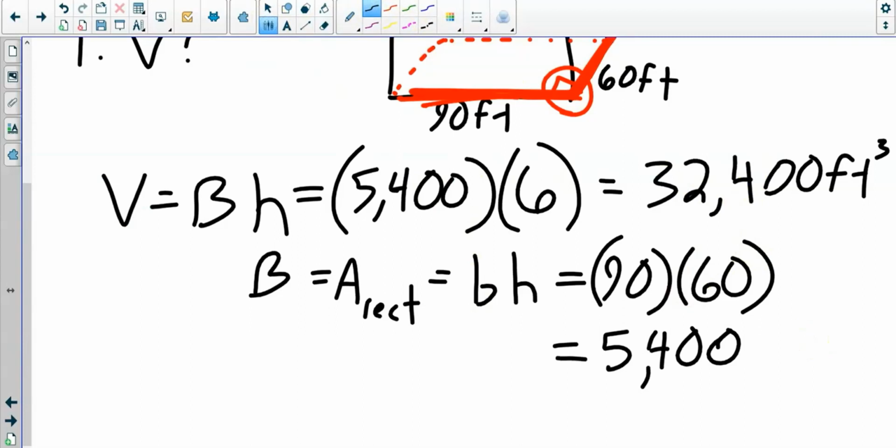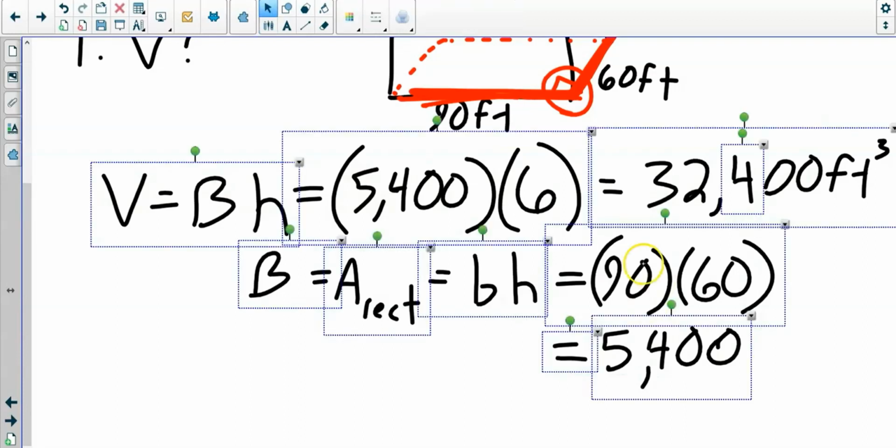Or, if you recognize this as a box or a rectangular prism, you could have done length times width times height. So take 90 times 60 times 6. It's all the same. Because when you multiply the 90 and the 60, that's big B. And then when you multiply it by 6, that's taking big B times the H. It's all the same. But that's really how the formula works. So again, we found the volume.